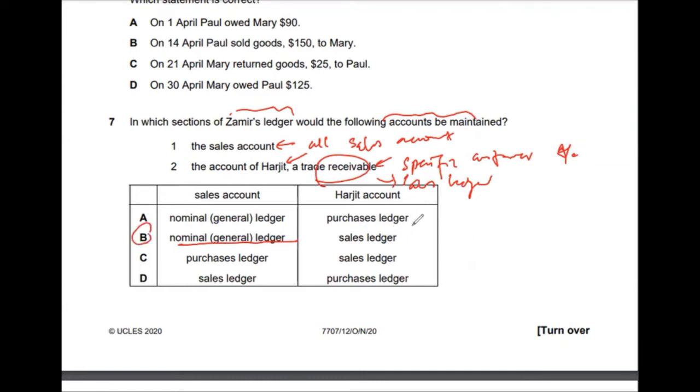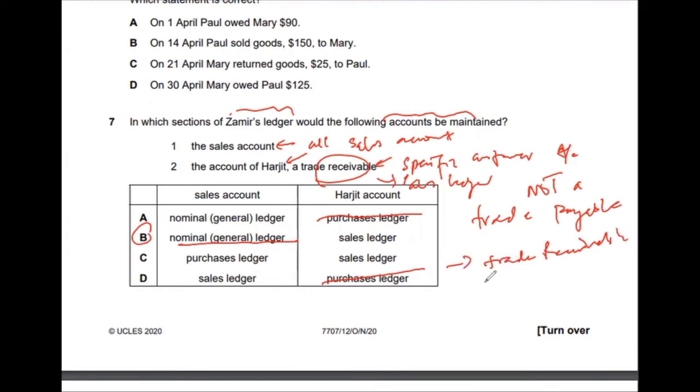You can come down to 50-50 as well if you're in a real exam and panicked. I understand that. You can actually eliminate purchase ledger, because this is not a trade payable. This is a trade receivable, right? So if we're talking about trade receivable, we are automatically talking about sales. That's the basic concept here. So the answer to multiple choice 7 is option B.